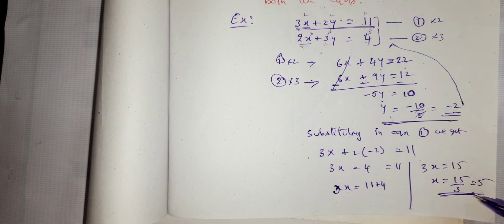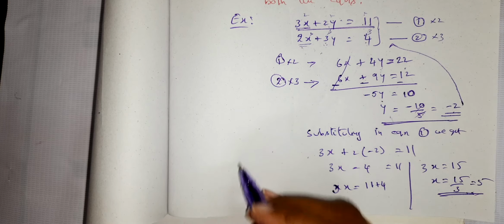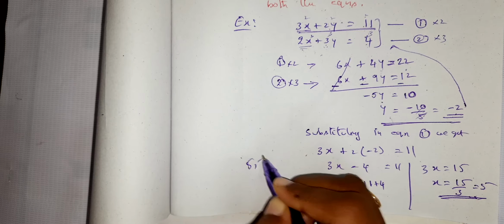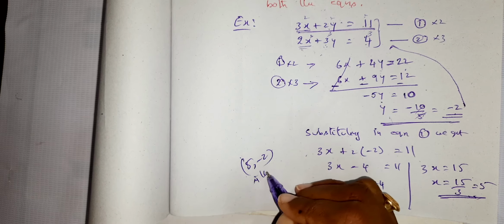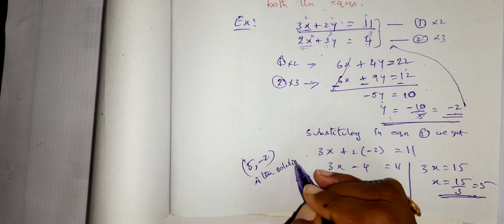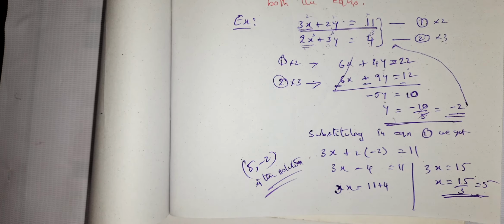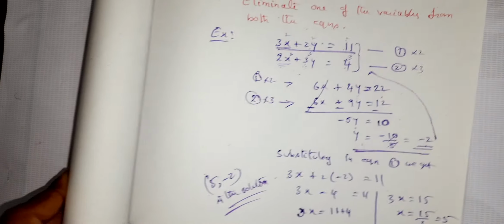So therefore what is the solution of the given equations? 5 comma -2 is the solution. Right? So x is equal to 5 and y is equal to -2 is the solution to the given pair of linear equations. That is how you have to write. Yeah, please note it down.